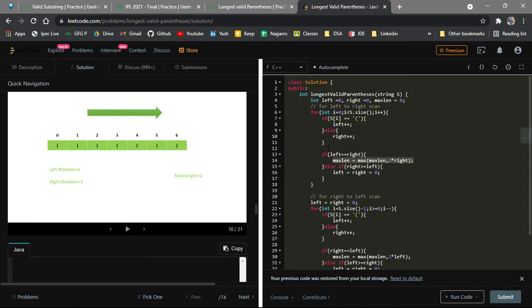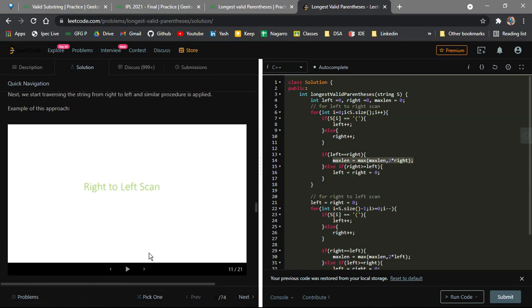So that's what is done here. Again, right to left scan. Let's go. Left 0, right 0. Okay, right 1, right 2, left 1, left 2. Sorted. Left is equal to right. As soon as we find that left is equal to right, we need to store the length because this is a valid string. So we have stored that max length will be 4.